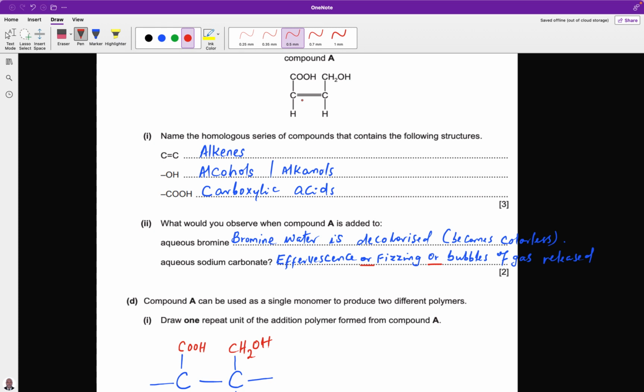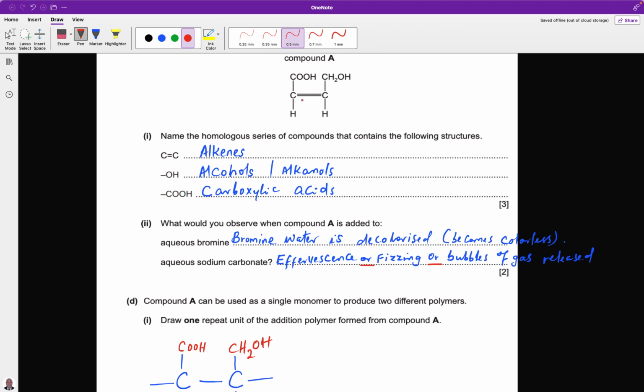So what would you observe when compound A is added to aqueous bromine? We are not going to use the alcohol group. We are not going to use the carboxylic acid group, but the other functional group that we are going to use here is the alkene group, the C double bond C. So our observation: aqueous bromine, bromine water, is decolorized.